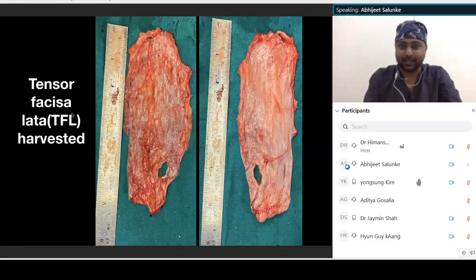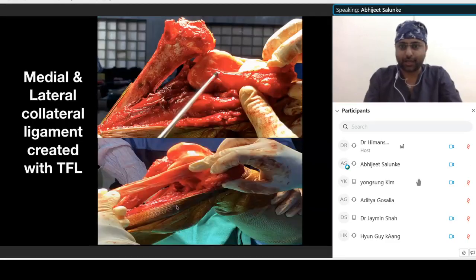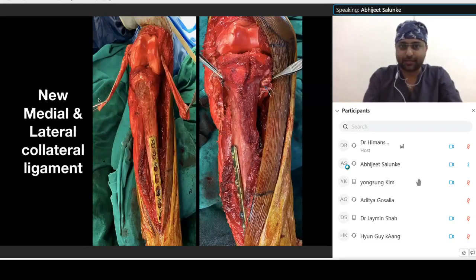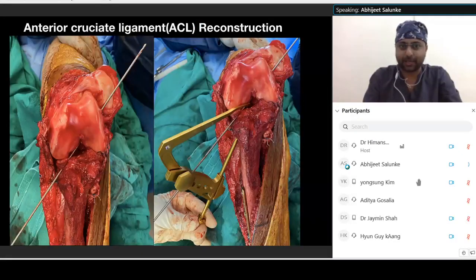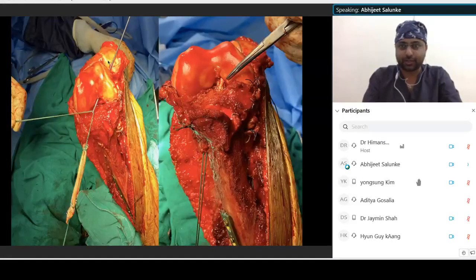Here the TFL, tensor fasciae latae, was harvested. We used suture anchors to create the medial collateral and lateral collateral ligaments. So these are the collateral ligaments which were created and fixed to the tibia. We used anterior cruciate ligament reconstruction. So we harvested the semitendinosus and gracilis, which were used here. So this was the tendon which was recreated.